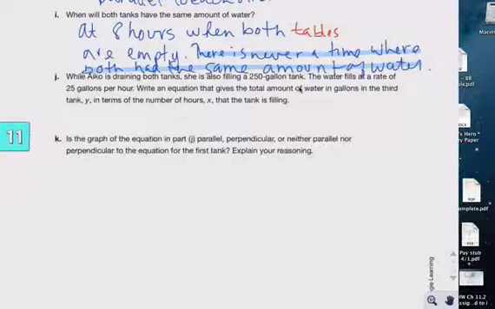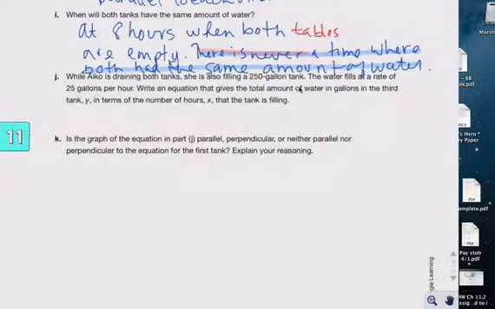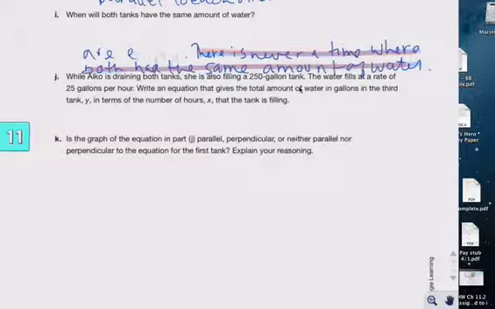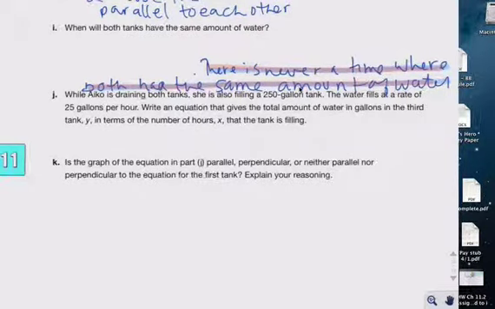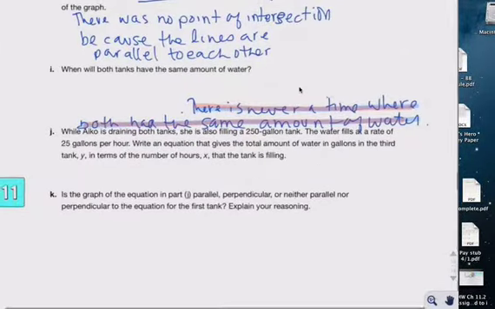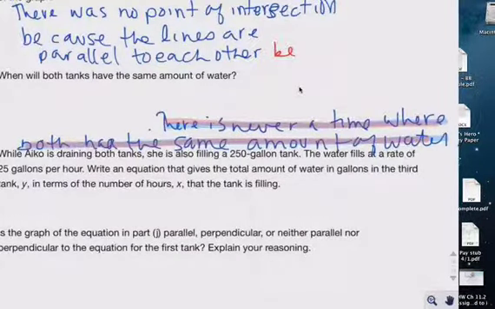Answer key, the only answer should be this. There's never a time where both have the same amount of water. So this answer should not be there, like I thought. The answer, therefore, is that there's no time, because the lines are parallel to each other, because the slopes are the same.